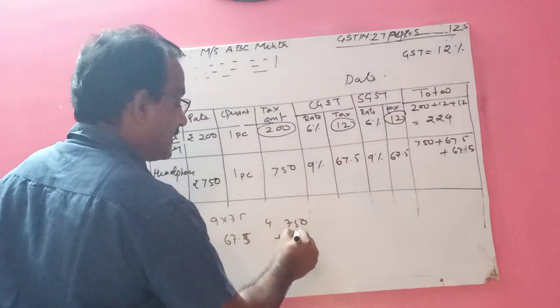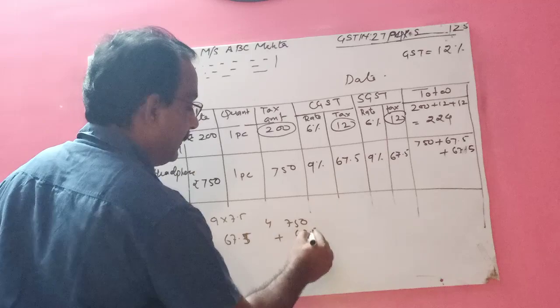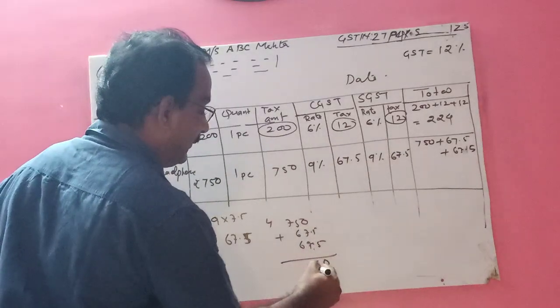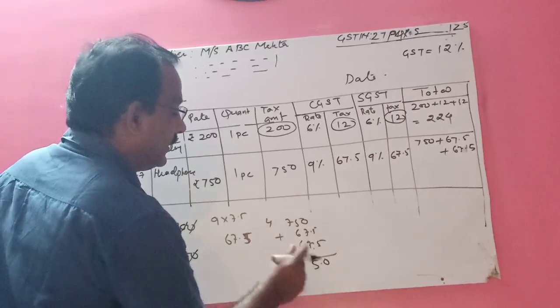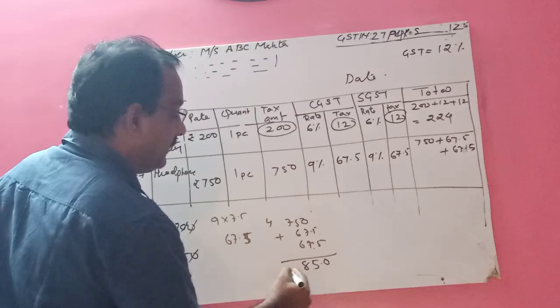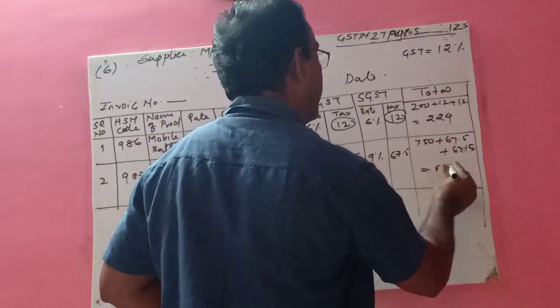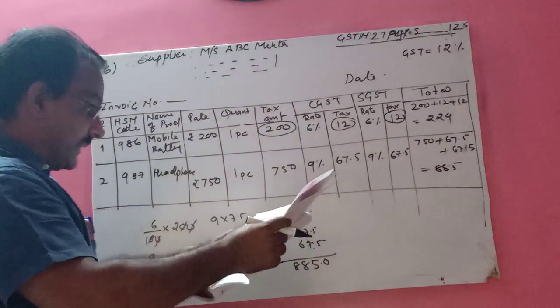750 plus 67.5 plus 67.5. Add this. So 5 5 10, 7 7 14, 15, 5 6 11 and 6 17. 6, 6, 12, 17 and 18 and 8. So it is 885. This is equal to 885. Got it, children? You can see in your textbook page number 82.